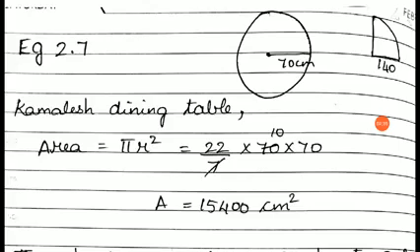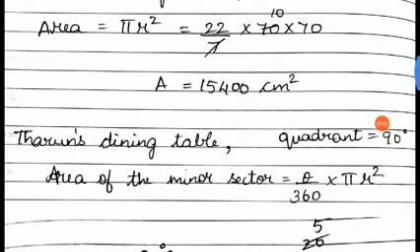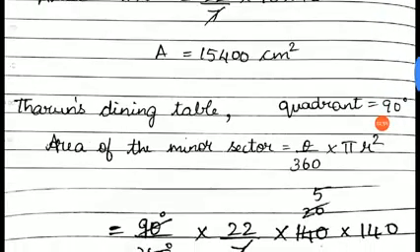Now we are going to find out the area of this circular quadrant dining table. The word circular quadrant is given. So what should we do? The first keyword is that you have to find area. The second keyword is that you have an angle with you. So which formula should you apply? Area is equal to theta by 360 degree into pi r square. Very good. Now Tarun's dining table quadrant is equal to 90 degrees, so theta will be 90 degree.